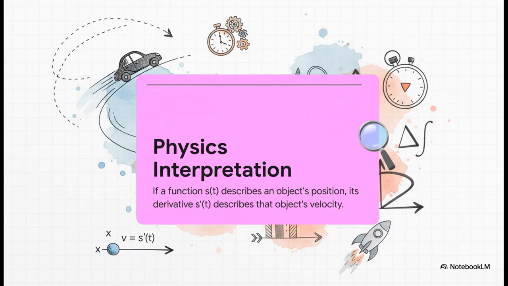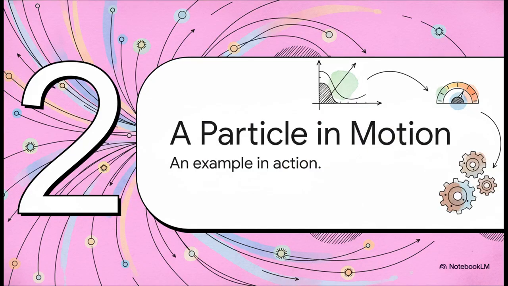And this is where it gets really practical, especially in physics. If you have an equation that describes where an object is over a period of time, the derivative of that function isn't just some abstract number, it's the object's actual velocity. This is how we use math to describe the real-world physics of motion. It's pretty cool.